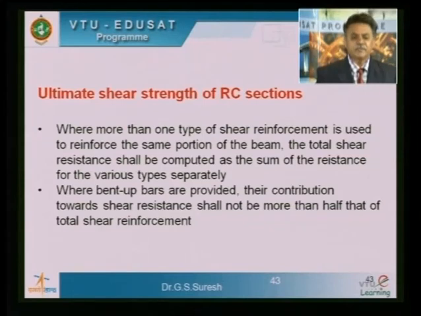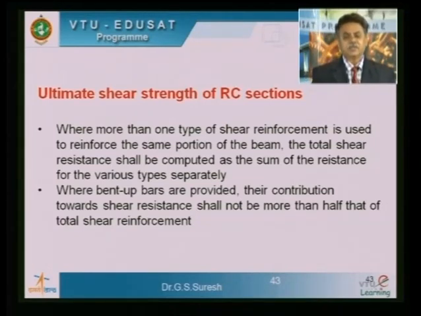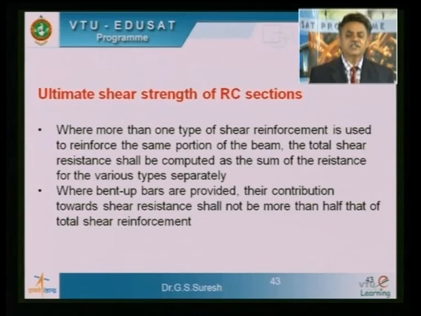Where more than one type of shear reinforcement is used, then you should not take the total shear resistance as from one bar; you have to add all of them. Suppose you are providing vertical stirrup, cranked bar and also inclined stirrup, take all of them independently and find out. But when you are using the bent up bar, the code stipulates that the maximum contribution of this shear resistance shall not be more than half of the total shear force resisted. That means it should not exceed 0.5 times Vu. Suppose you calculate Vus from the above formula, you will get say 50 kilonewton and the total shear force is only 60, then you have to take this as 30 only, 60 divided by 2.